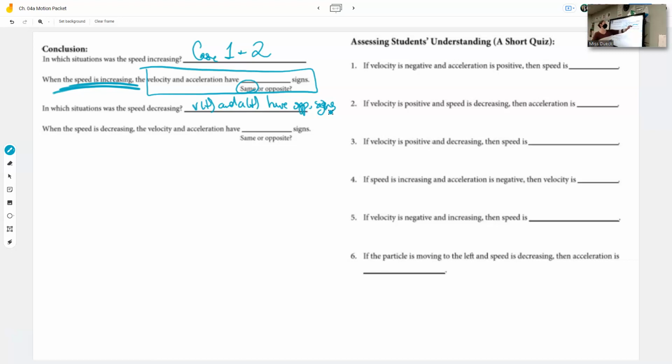Oh, that was the case. I just literally said what the next statement said. Cases 3 and 4, sorry.